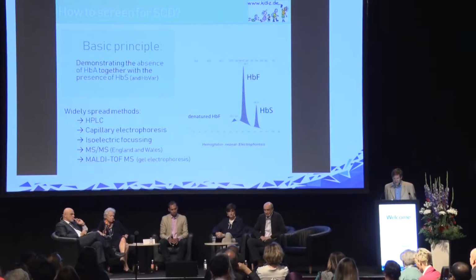The basic principle is, and it's very easy, the presence of hemoglobin S or any other hemoglobin variant and the non-presence of hemoglobin A. There is no other disease. You cannot mix a carrier with a sickle cell disease if you respect these two easy to detect principles. The methods are widespread, and in our laboratory in Würzburg we use HPLC, but capillary electrophoresis, isoelectric focusing, and tandem mass spectroscopy, which is done in the United Kingdom and Wales, and cell electrophoresis are also very appropriate to detect early for newborn screening.